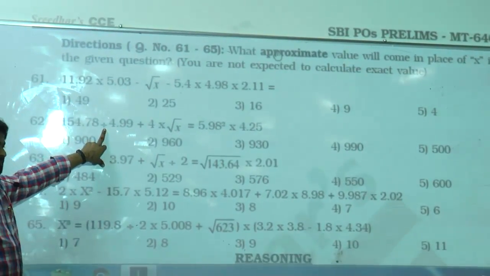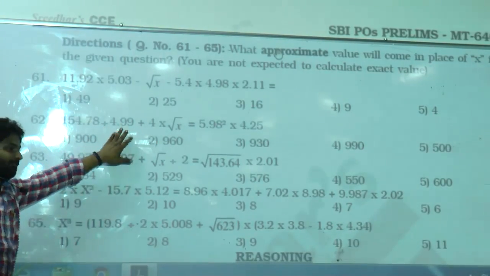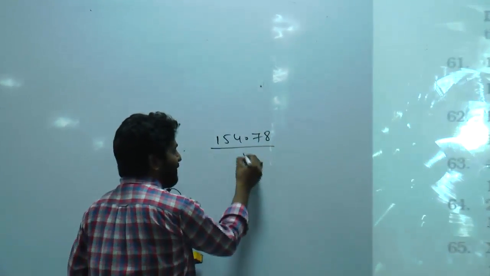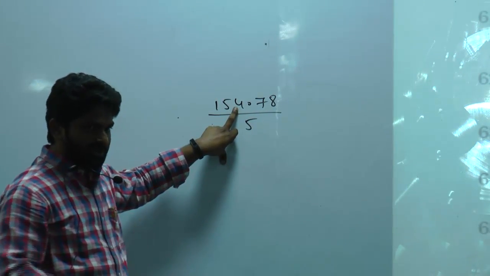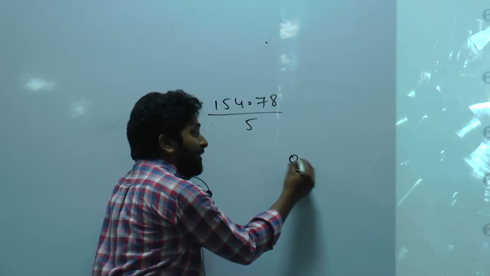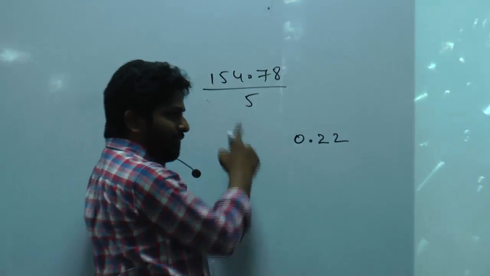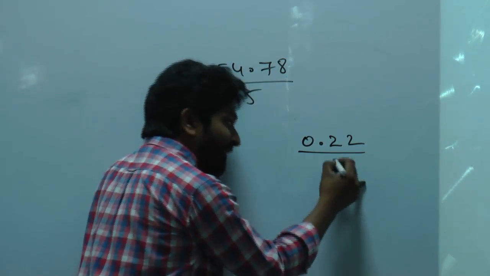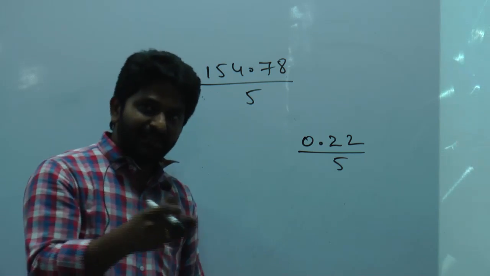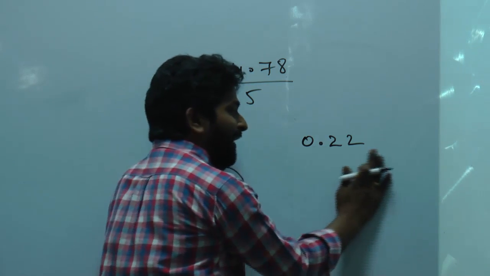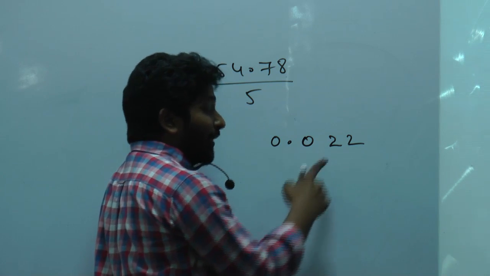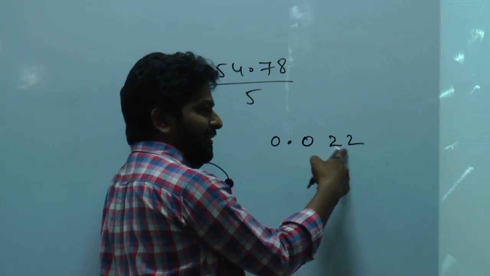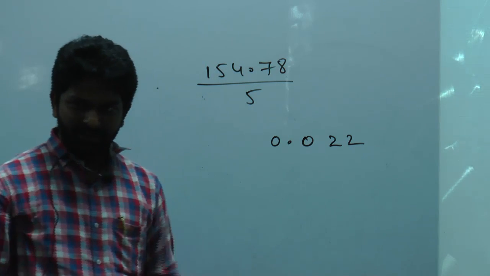This is divided by 5, yes or no? I'll tell you. 154.78 divided by 5. Now, if I make it 155, let me observe the change. I'm going to add 0.22 to this number, but divided by 5, I have divided by 10 into 2, right? Divided by 10 in the sense 0.022, into 2 in the sense 0.044, which will not make any difference.